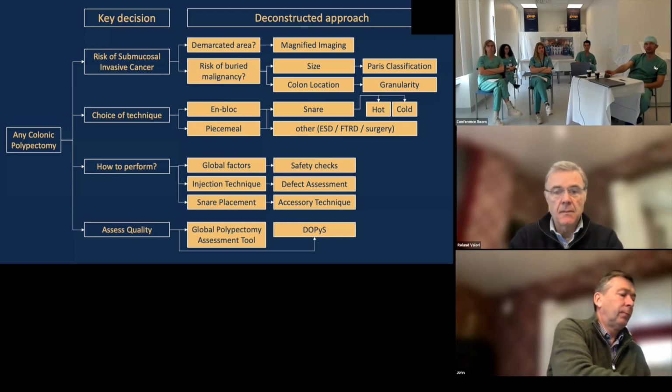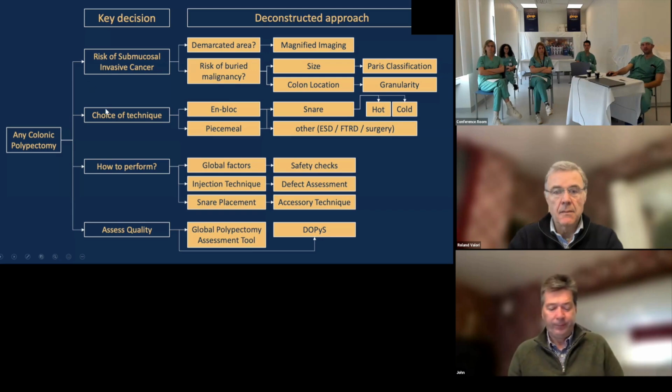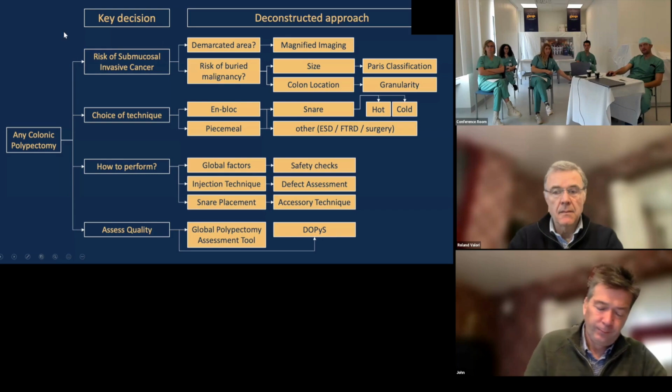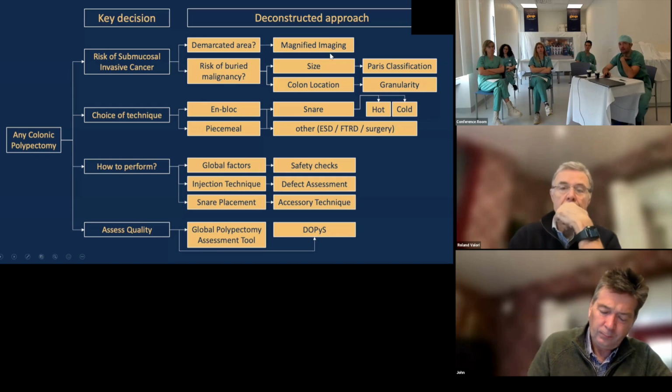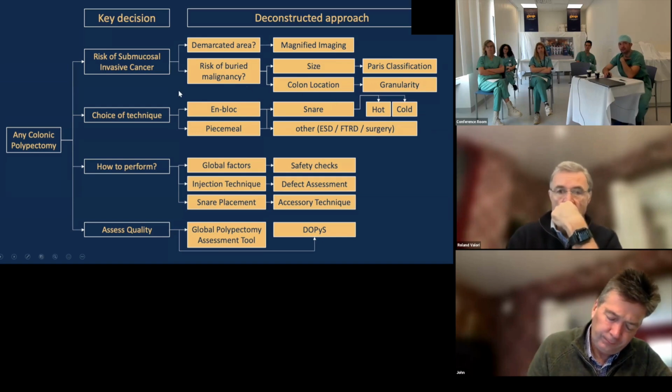So this is what you were talking about, Sybil, before: the risk of cancer in a polyp, and how to choose the technique. This is your assessment before you start doing anything. You look for the risk, and we have an algorithm to assess the risk of buried cancer, and you treat the polyp accordingly. So if you find that risk is high, then you might do a single piece excision. And if you find that risk is low, then you're probably going to go for piecemeal excision, because that's safe and effective. I think choice of technique is split into hot versus cold and en bloc versus piecemeal.